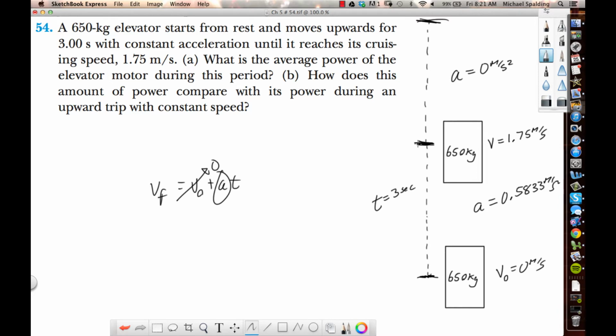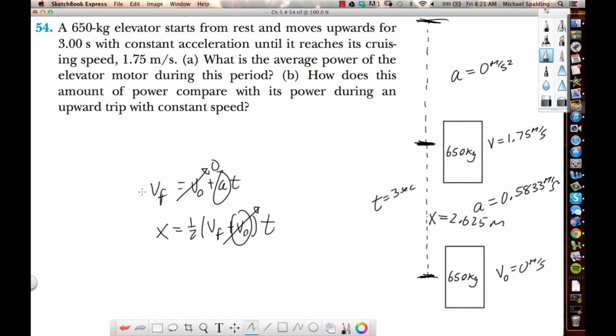Okay, so the second part is 0 acceleration. So we got to find out what is this displacement for the first part of the problem. So using a kinematic, I used x equals 1/2 VF plus V initial times T. V initial again is 0, and we have time, and we have V final. So this displacement comes out as 2.625 meters. That's how far the elevator goes for the first part, okay?